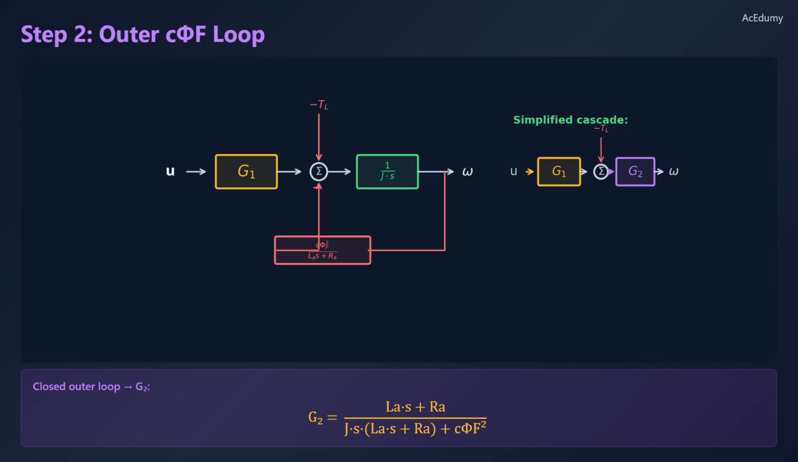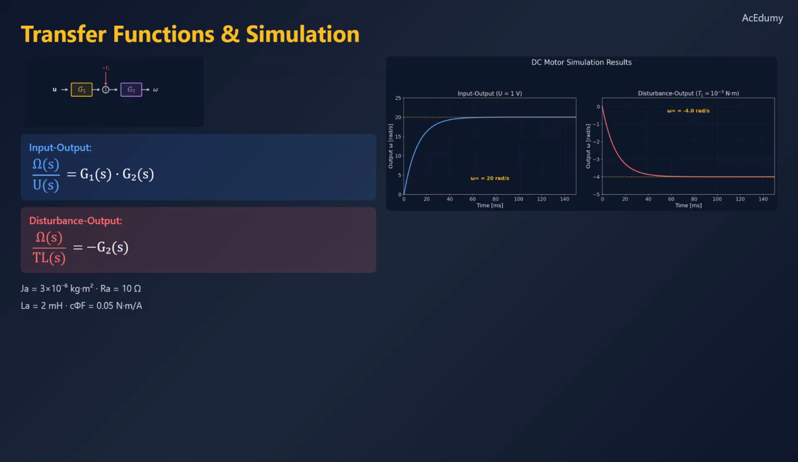Step 2. Simplify the outer feedback loop. We rearrange using the summation rule so that the TL disturbance enters after the feedback is resolved. The forward path is 1 over Js and the loop gain involves C phi F squared over LAS plus Ra. Applying the feedback rule gives G2 equals 1 over Js divided by 1 plus C phi F squared over Js times LAS plus Ra. The final simplified system is elegant. Voltage U passes through G1, load torque TL is subtracted, and G2 produces angular velocity omega.